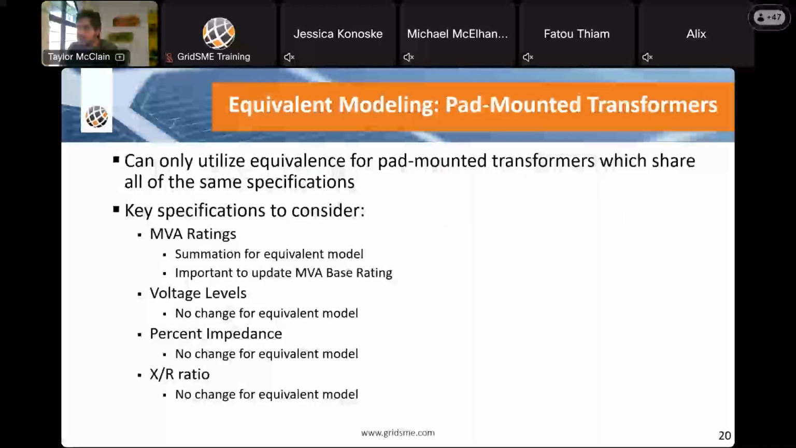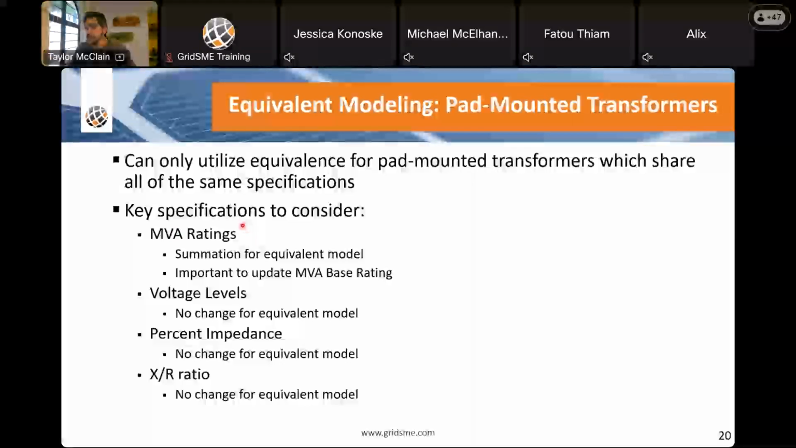So the next component is the pad-mounted transformer. For doing an equivalent model of a pad mount transformer, as mentioned earlier, you have to look at transformers that have the same specifications. The key specifications to consider are the MVA ratings, the voltage levels, the percent impedance, and the X/R ratio. If these items are varying, you can't combine them together to consider them as one component that can accurately provide the results that all of the transformers separately would.